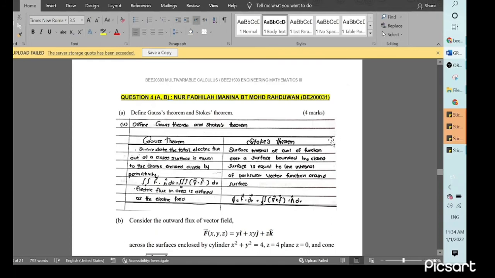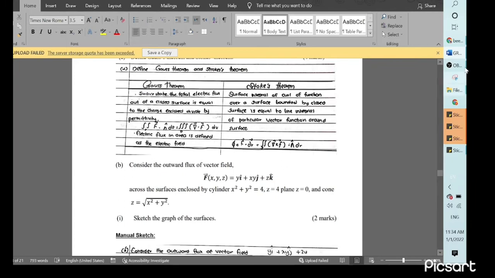The Gauss theorem states that the total electric flux out of a closed surface is equal to the charge enclosed divided by permittivity, and this is the formula. Electric flux through an area is defined using the electric field. The Stokes theorem states that the surface integral of the curl of a function over a surface bounded by a closed curve is equal to the line integral of the vector function around the boundary. So this is the formula.